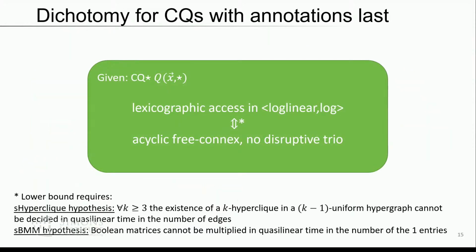In general, we have a dichotomy that tells us that whenever we have a query with a lexicographic order, where we want to get an annotation at the end of the lexicographic order, so the annotation doesn't affect the ordering in the simulated array, then the tractable cases are exactly the same tractable cases we had before. It doesn't cost us anything to add this aggregation.